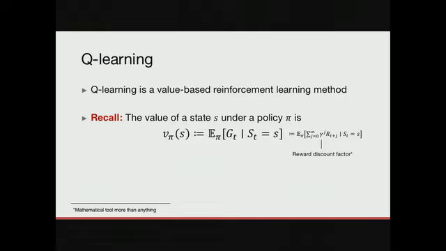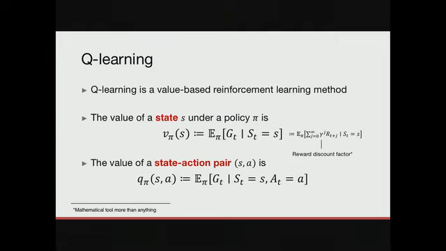So before I said that the value of a policy was the expectation of returns, period, and the value of a state and a policy is the value of such returns starting in a certain state. We can stratify this further if we like and say that the value of a state action pair is the expected return starting in a certain state and taking an action A, and after that following the policy pi. This would be the so-called Q value of a state action pair S, A. Okay? And this is where Q-learning gets its name.